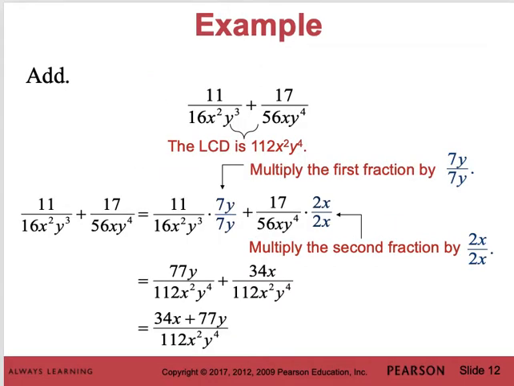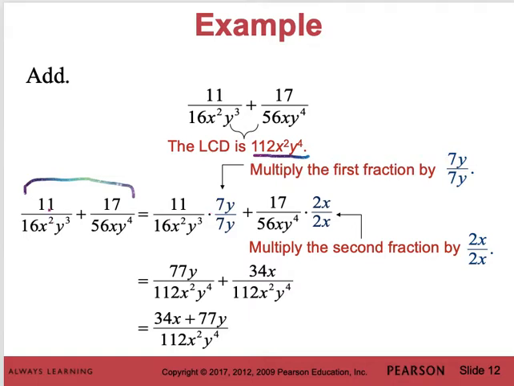Here's another example. This one's a little bit more in depth, a little bit more challenging, right? So this was the one we already did. We already found the least common denominator 2 slides ago, that it equaled 112x squared y to the 4th. So then using that, how do we go further? How do we add this? So let's look at what we're starting with. This is what we're being asked to add. Nothing's changed.